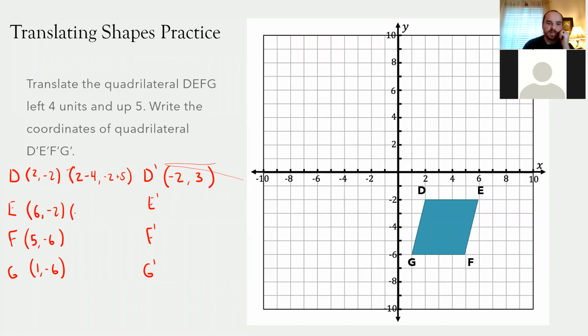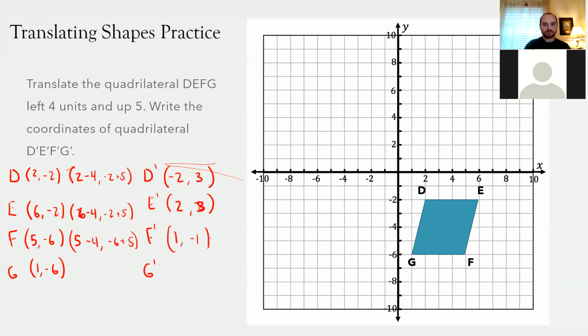Then we're going to do the same thing to E, except it's 6 minus 4, -2 plus 5. So 6 minus 4 is +2. -2 plus 5 is still 3. Luca, those are both good. 3, sorry. And then F, same idea. We're going to take the 5, subtract 4, -6, add 5. So we're left with 1, comma, -1.